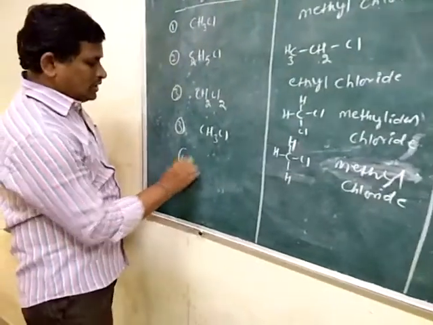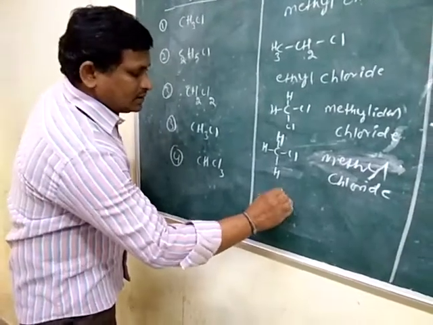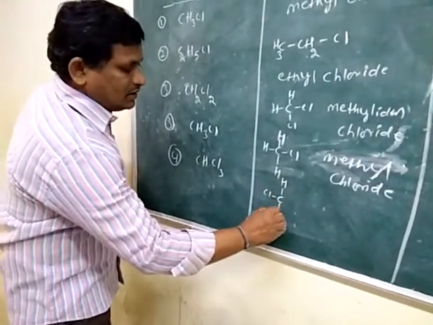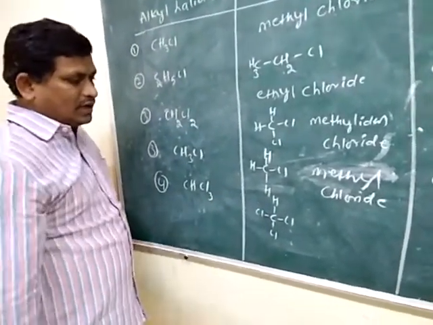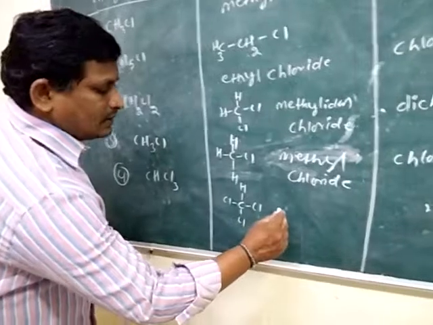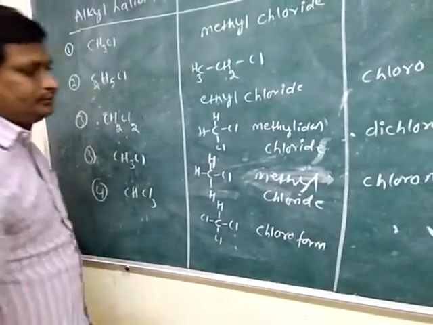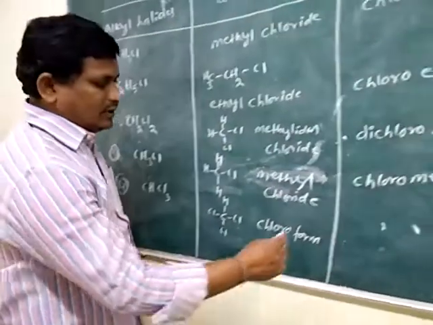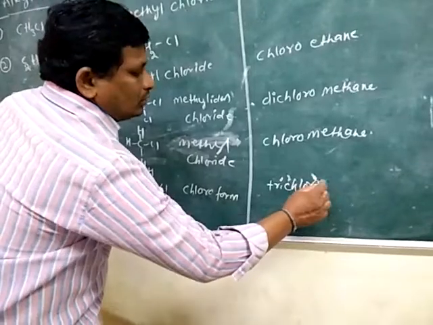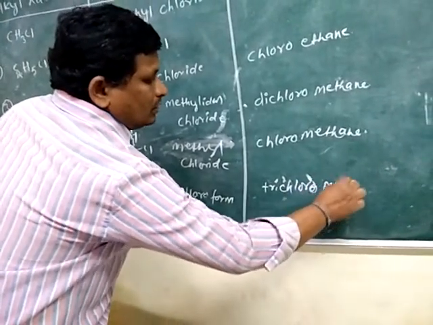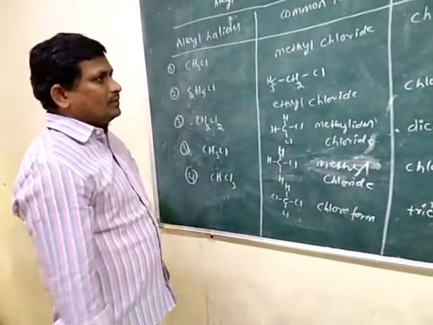Then the fourth one is CHCl3. So it is CH with Cl, Cl, Cl. Three halogens are present in the alkyl halide derivative. So it is chloroform. Chloroform is the common name. The IUPAC name is trichloromethane.